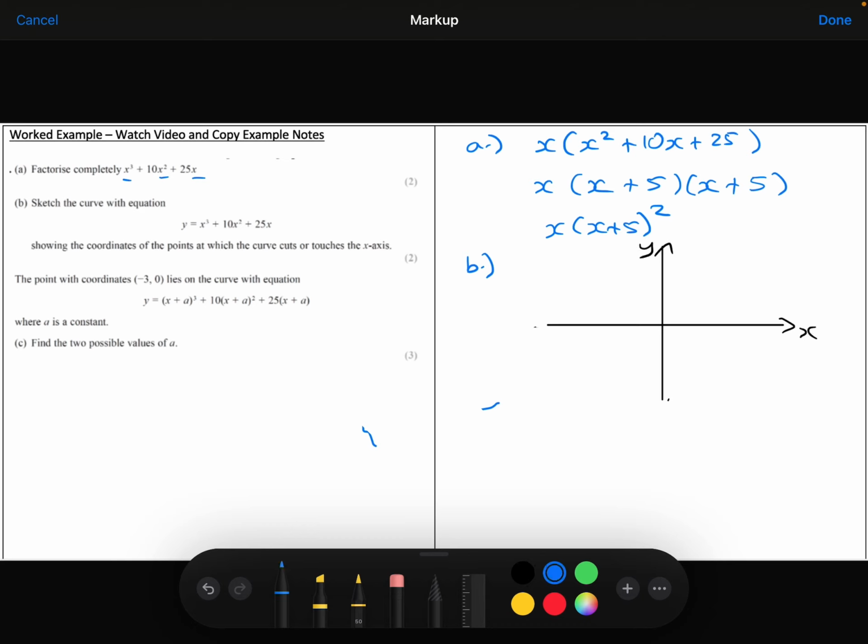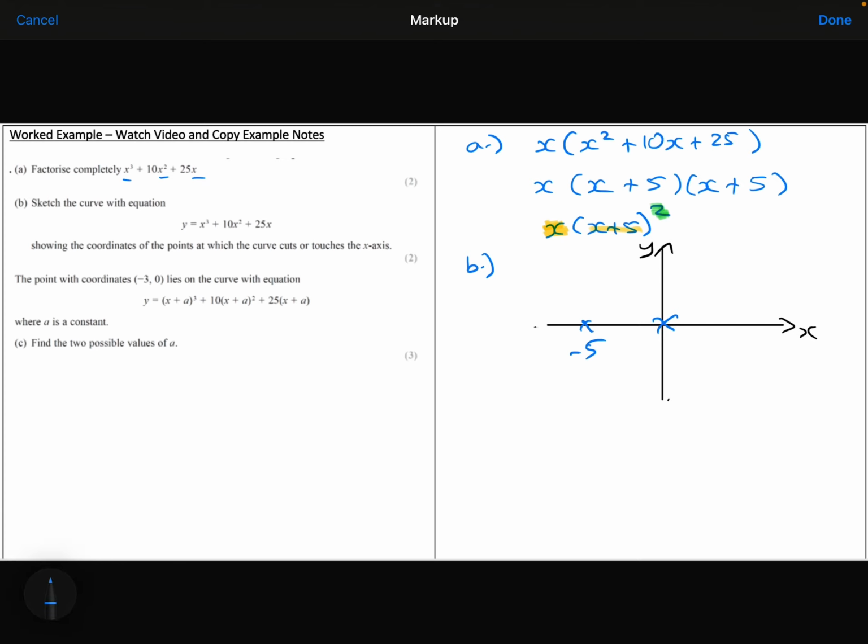So, I know that my curve is going to intersect the x-axis when x is 0, or when x is minus 5. And I know that the minus 5 is going to be a repeated root because of the squared. The repeated root is telling me that my curve is going to touch the axis at that point and then go back down.